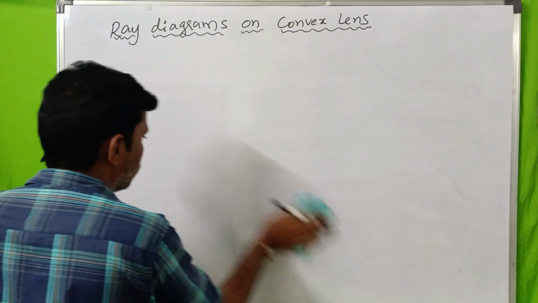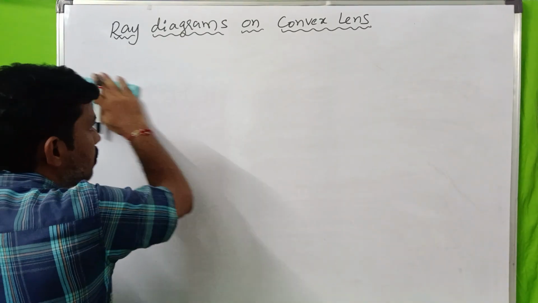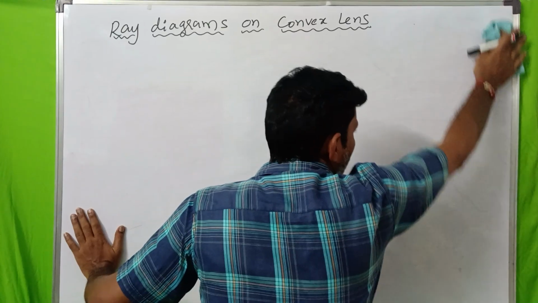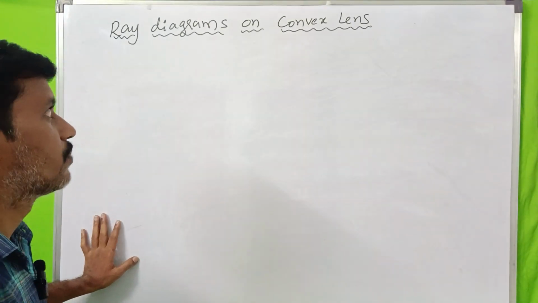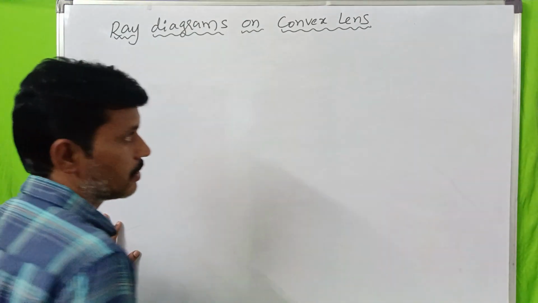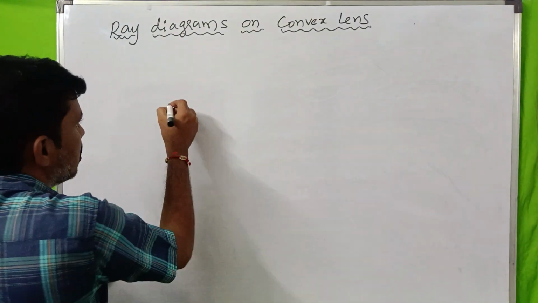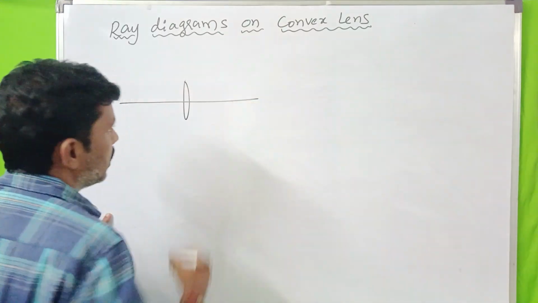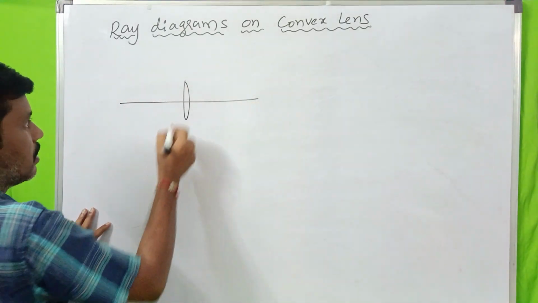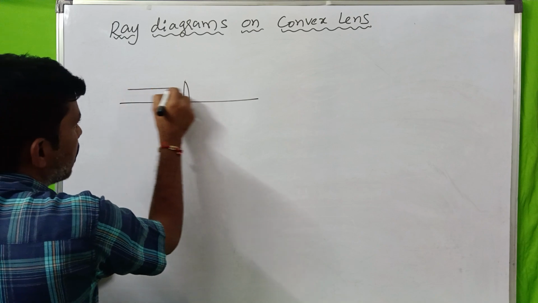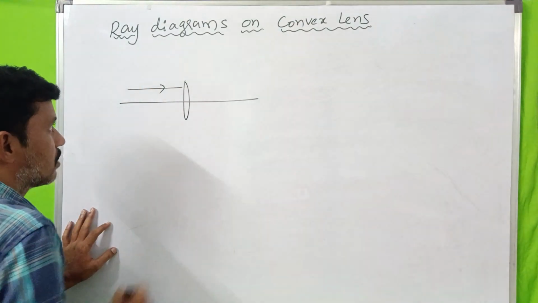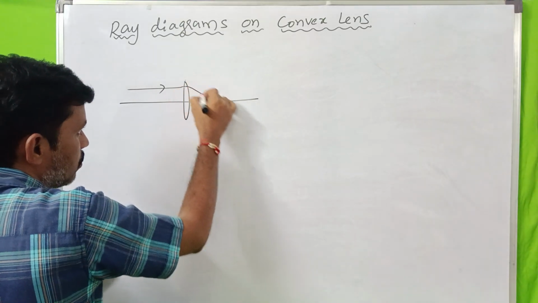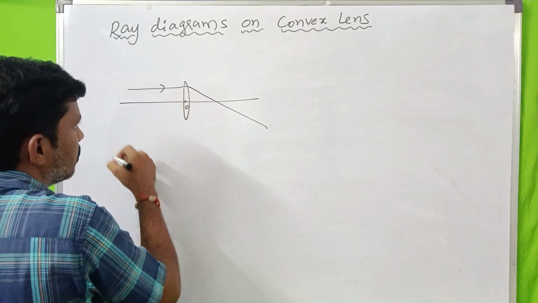So as usual, there are some rules to draw the ray diagrams on a convex lens or concave lens, whatever it may be. There are some cases, and the first rule is, if it is a convex lens, any ray which is parallel to the principal axis passes through the focus point after refraction. This is the optical center.